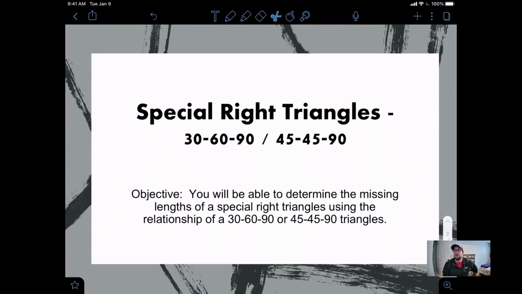Today we're going to be talking about what we call special right triangles. There are two types of special right triangles. There are triangles that we call 30, 60, 90 triangles, and that's all based upon the degrees that are in each triangle, and 45, 45, 90 triangles. Now our objective today is that you're going to be able to determine the missing lengths of a special right triangle using the relationships of a 30, 60, 90 triangle and a 45, 45, 90 triangle.